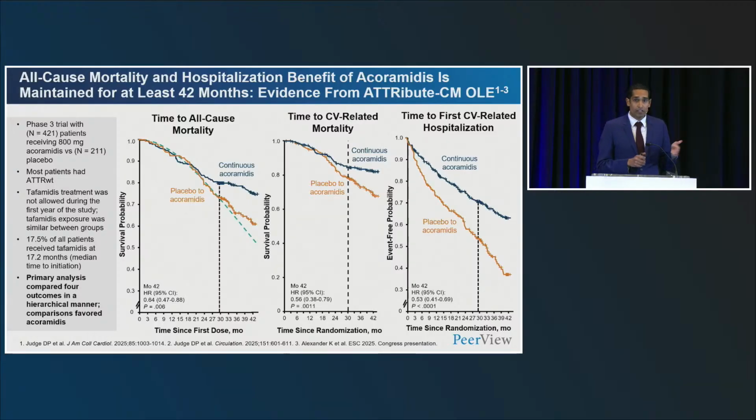Like the first study in ATTRACT, there's an open-label extension for this. You can see that patients who were randomized to placebo first could switch over to acoramidis after. And those curves, again, continue to diverge over time, again, underscoring the importance of early targeted therapy. What is really interesting is if you look at the last slide to the right, is that these curves seem to diverge relatively early too, even within a couple months.